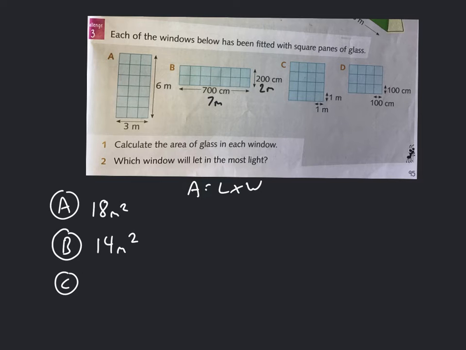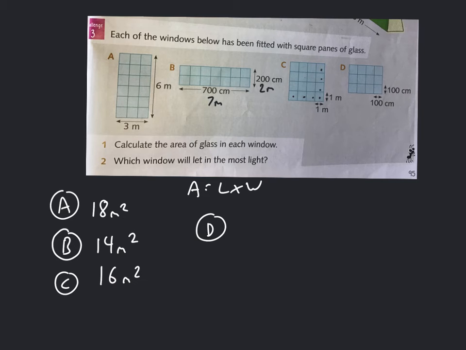For question C, it doesn't give us the full length and width. We have to work that out for ourselves, but it does tell us that each pane of glass is 1 metre squared. So using that, I can just count very carefully, and I can see that I have 4 along the bottom and also 4 up the side. So my sum is going to be 4 times 4, or 4 squared, which gives me 16 metres squared. So 16 metres squared is the answer for C.